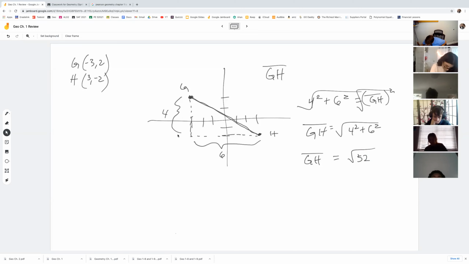Okay, so GH is 7.2, and so on. Now the question isn't asking for the distance. However, I just wanted to show you how you could find the distance easily from a graph. The midpoint is actually much simpler. The midpoint is negative 3.